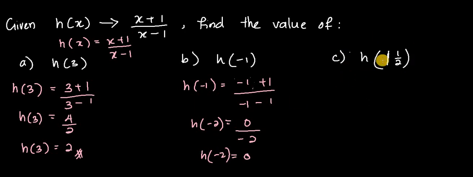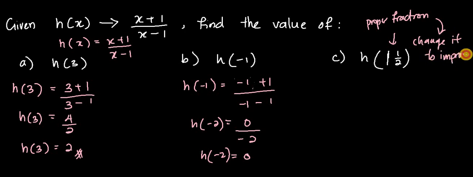Alright. So for C, I have h(1 over 2). Now this is basically a proper fraction. I would prefer to change it into an improper fraction. It's better you change it to improper. So once I change this to improper, we know we have to multiply. So 1 times 2 is 2, and then plus 1 is 3. So that means here I'm finding the answer of 3 over 2. I'm just changing this fraction into an improper fraction.